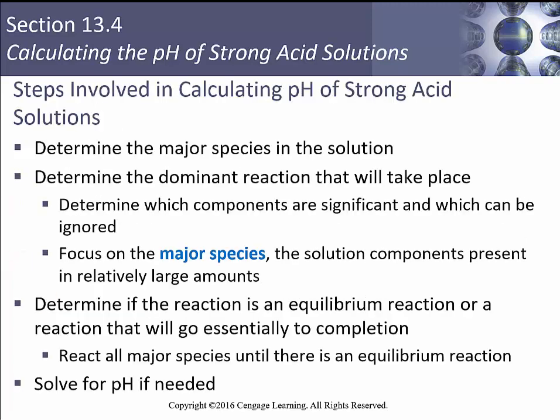Right? So the steps involved in calculating the pH of a strong acid solution is you're going to determine the major species in solution. So that means, what have I put in there? Did I add HCl? Did I add sodium hydroxide? Did I add a second strong acid or a strong base? Determine the dominant reaction that will take place. So determine which components are significant and which can be ignored. And we're going to focus on the major species, the solution components that are present in relatively large amounts.